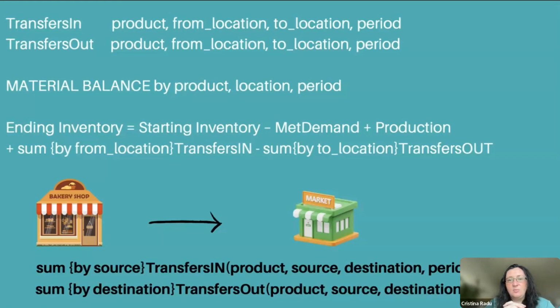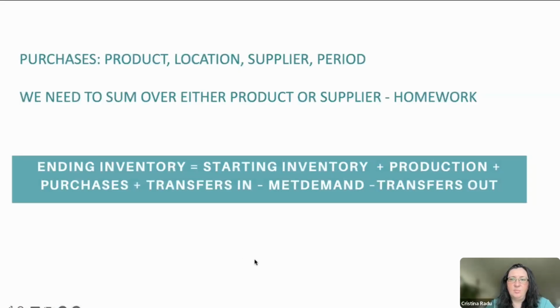So this is something you need to practice a little bit, and an occasion to practice it is also by doing purchases, because the purchases have the same principle: you have a location in your network and a supplier which is outside the network, but it's basically another location. So you need to sum over either the product or supplier, and I will let you figure out over which one you need to sum, such that you can add it in the material flow.